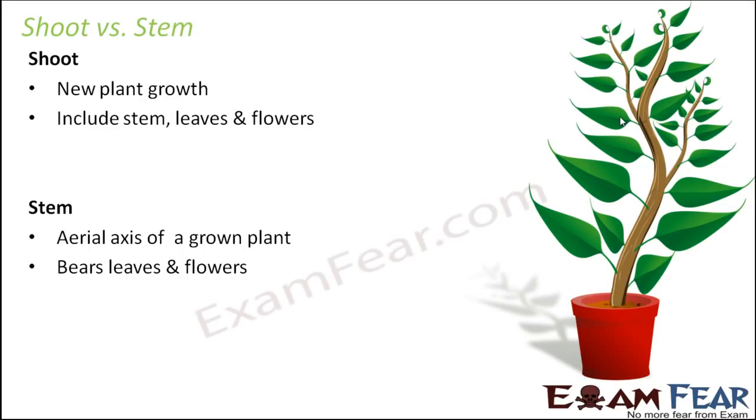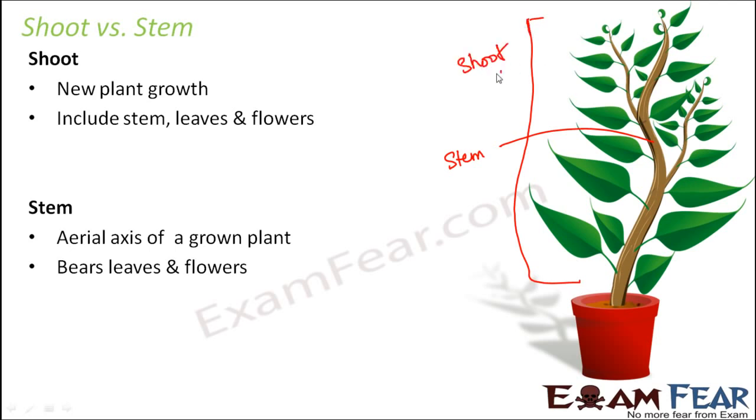So when you are talking about a new growth of a plant, you can refer to it as a shoot, but when a plant is already grown, shoot would always mean that you are talking about the stem, plus the flowers, leaves, everything. But when I say stem, I am only talking about this axis. So basically in this picture, if I talk about this axis, I am talking about the stem. But if I talk about this entire package, including the stem, the leaves, the flowers, then I am talking about the shoot system.